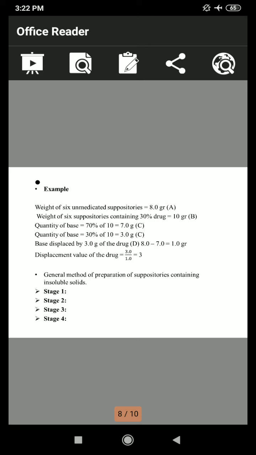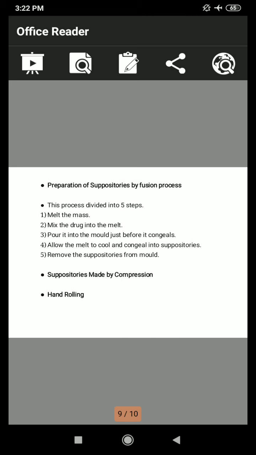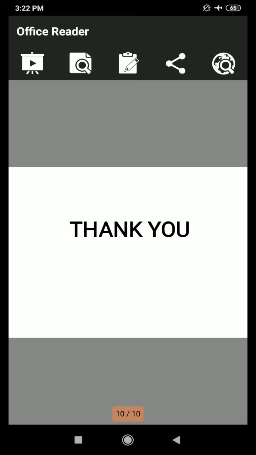The general method for preparation of suppositories containing solids, that is stage 1, stage 2, stage 3, stage 4, and then preparation of suppositories by fusion process. In that, this process is divided into 5 steps. Then suppositories made by compression and hand rolling.